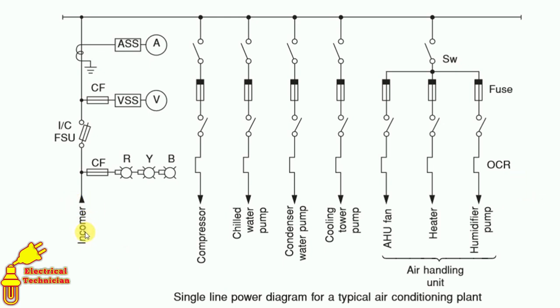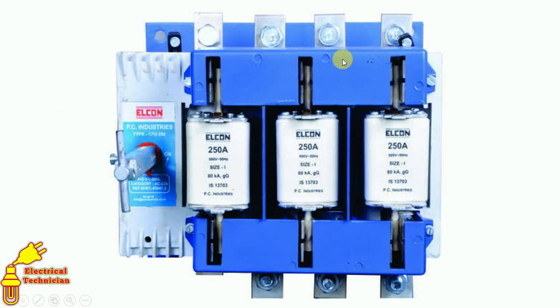See, here incomer is written, that is phase supply which is there like R, Y, B or line 1, line 2, line 3, all these three phase is entering from here. This phase supply is going to FSU. Full form of FSU is fuse switch unit. We also call this as SFU, switch fuse unit. So this is our FSU.